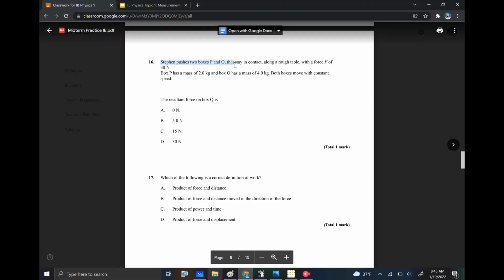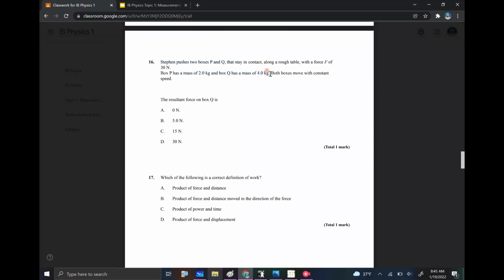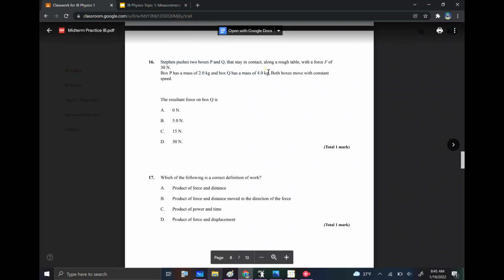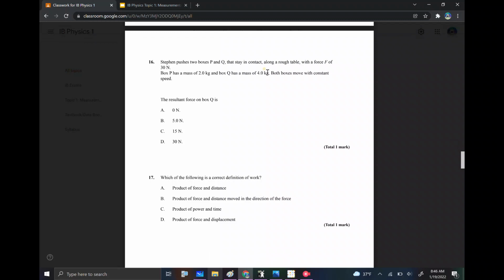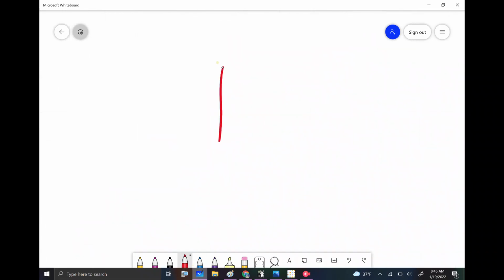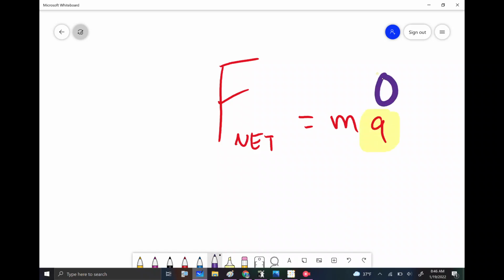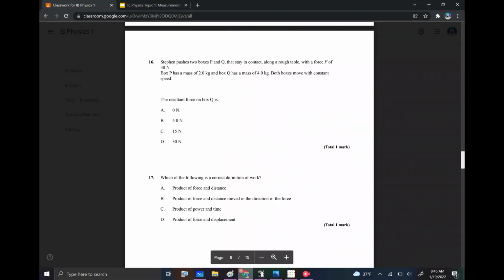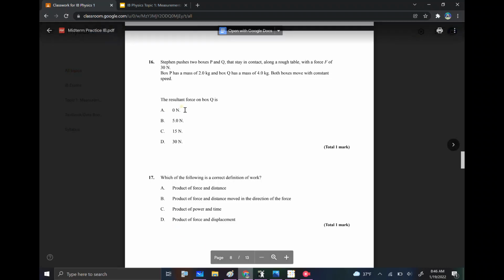In this case, Stephen pushes 2 boxes, P and Q. They stay in contact with a force F of 30 newtons. One has a mass of 2 kilograms, one has a mass of 4 kilograms. They move with a constant speed. The fact that they move with a constant speed tells me that there's no acceleration, right? And as per this formula, if my acceleration is 0, because I'm going at constant speed, no matter what mass I plug in here, I'm going to wind up getting 0 newtons of force. That's just the way the math works out.